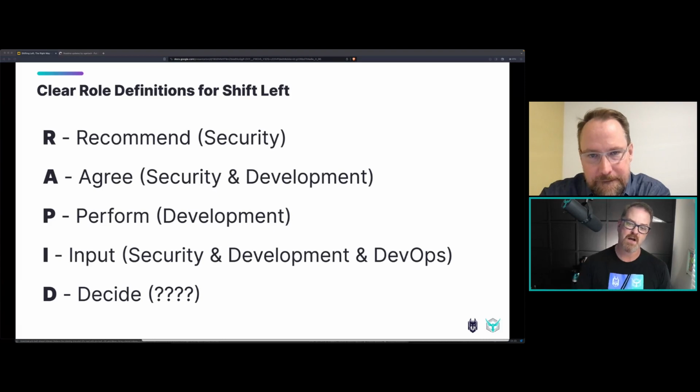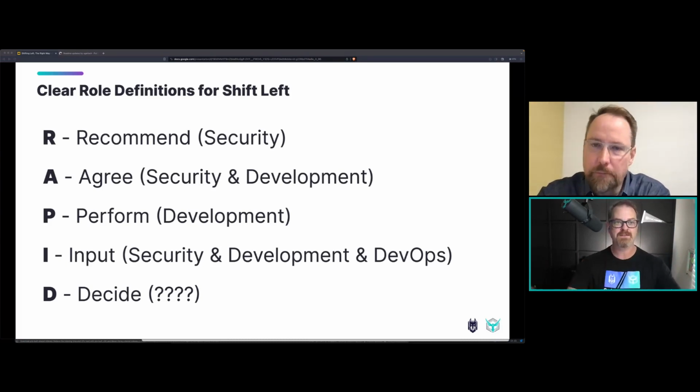If we talk about the RAPID framework, we're talking about recommenders. Obviously, that's probably the security department, who's recommending security technology to do security shift left. The security department is probably a pretty good input there. Who's got to agree? Probably security and development. You can't just buy a tool that security is like, this is great, and developers are like, no, it's terrible. So those two groups probably have to agree. Obviously, for shift left, the perform part of our RAPID matrix here is development mostly.